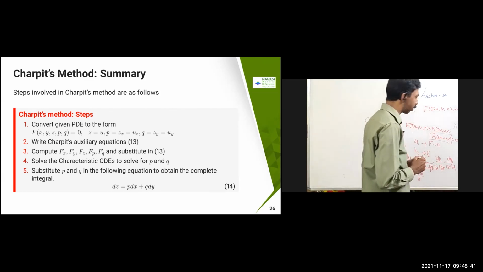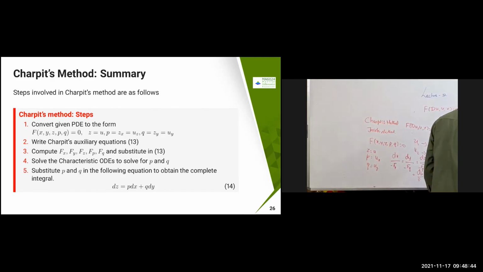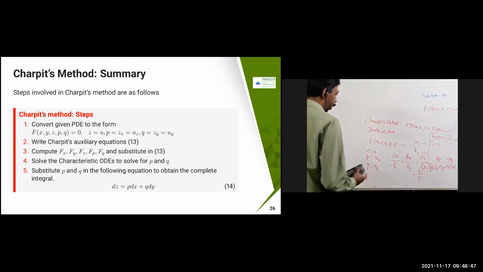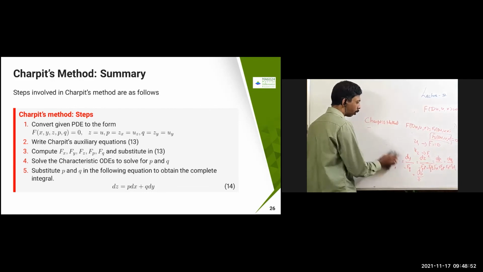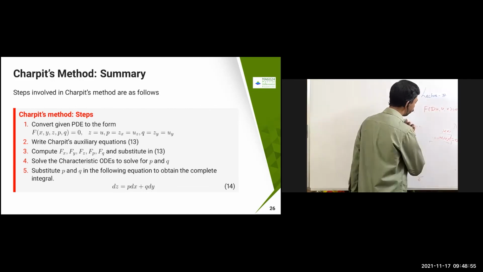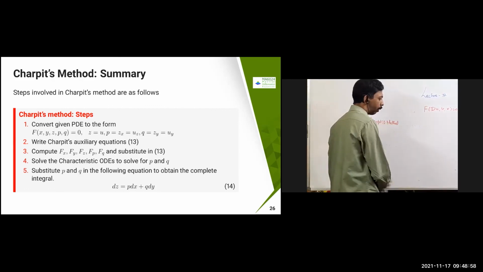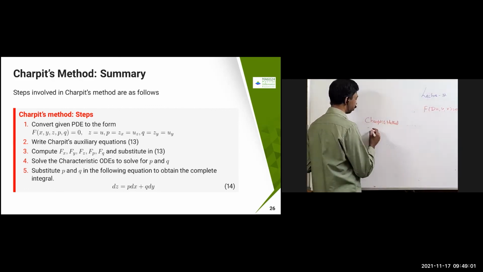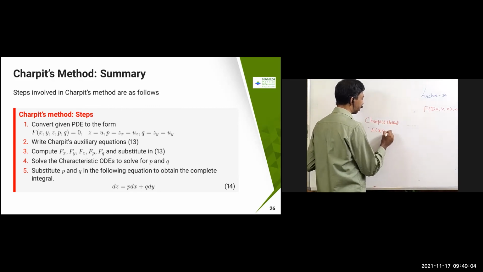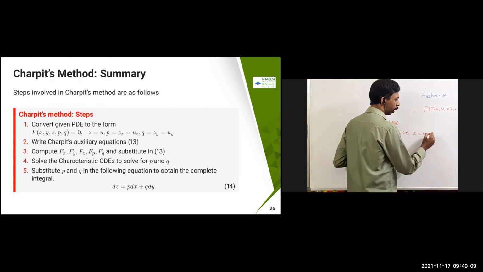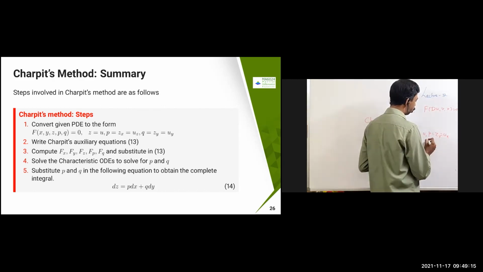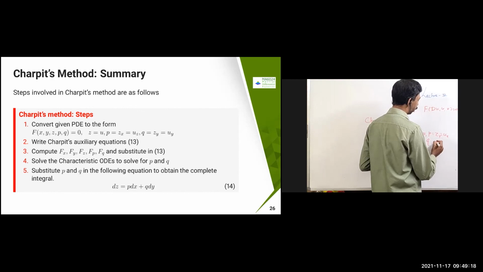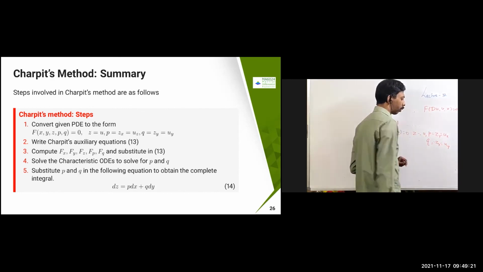Because we have encountered some problems, right? This problem. So we are trying to handle that for some cases, not all cases. So what are the steps in Charpit's method? You have to convert the given PDE into the form f of x, y, z, p, q equal to 0, where z is nothing but u, p is nothing but zx equal to ux, and q is equal to zy equal to uy.